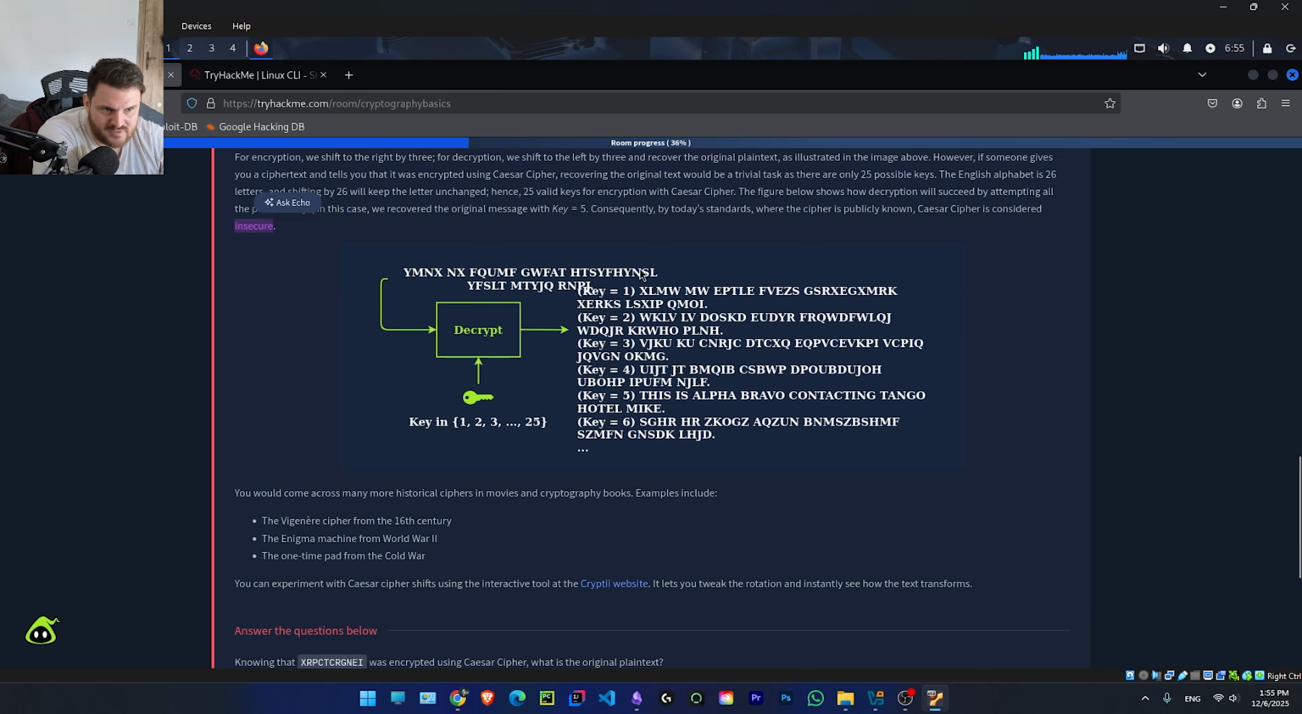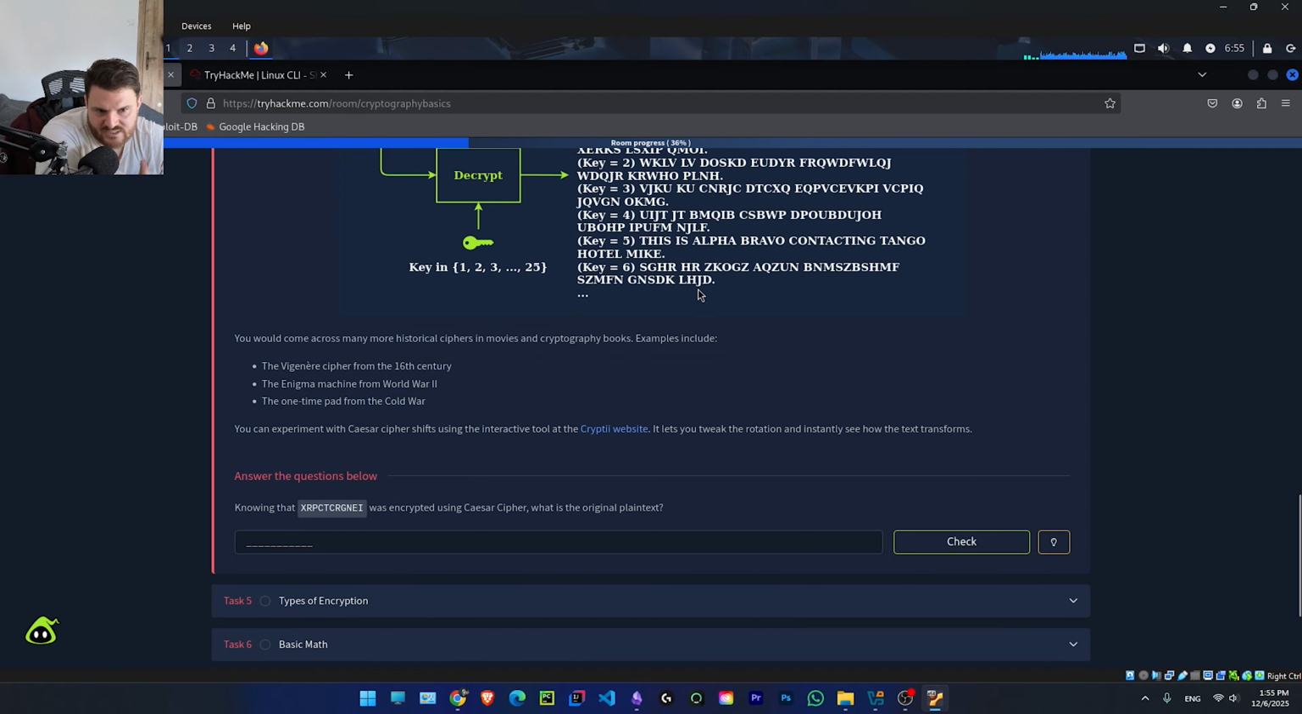Here is the encrypted text. At key number 6, this is Alpha Bravo contacting Tango Hotel Mike. We try every key to decrypt this text, and we get it by 5. So it's just an algorithm that uses all the letters in the alphabet and tries to shift to the left because we are decrypting. And then shifting by 5 basically succeeded with the message in clear text.